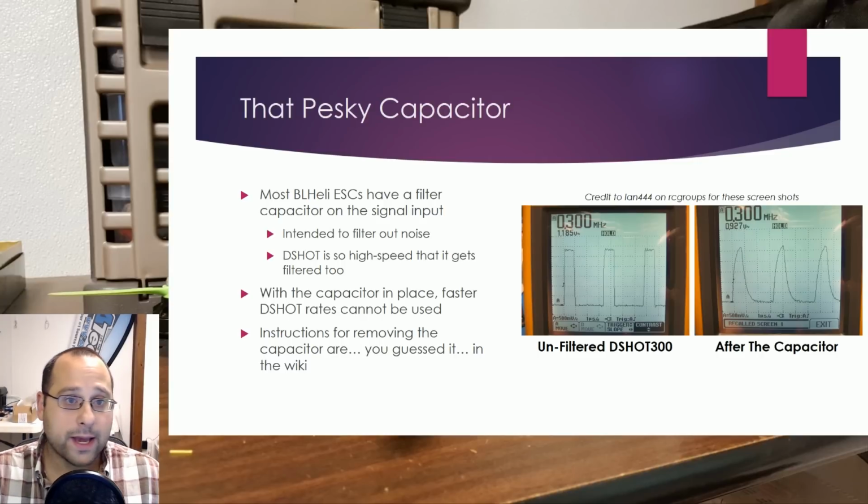So the filter capacitor that's trying to help by getting rid of noise is no longer helping and it needs to be removed. And in fact, what will happen is if you try and run Dshot 600 or Dshot 300 into an ESC that can't take it, the motors may twitch, they may not spin at all, stuff won't be right, okay? So you've got to remove the capacitor.